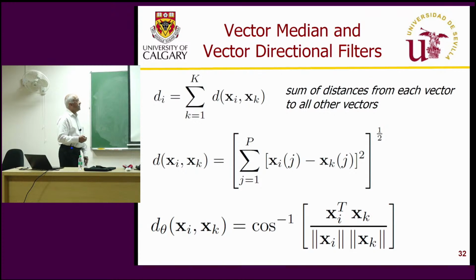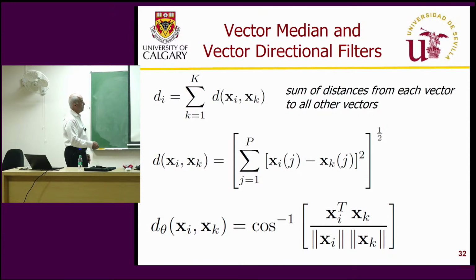Now there are other distances, vector median and vector directional. The sum of distances from each vector to all other vectors, di. And then this d is the Euclidean distance from xi to xk. And then the sum of all that. So how far apart are all these pixels in the neighborhood? Use that as a reference. And take the one closest to that, that has a minimum distance, rather.